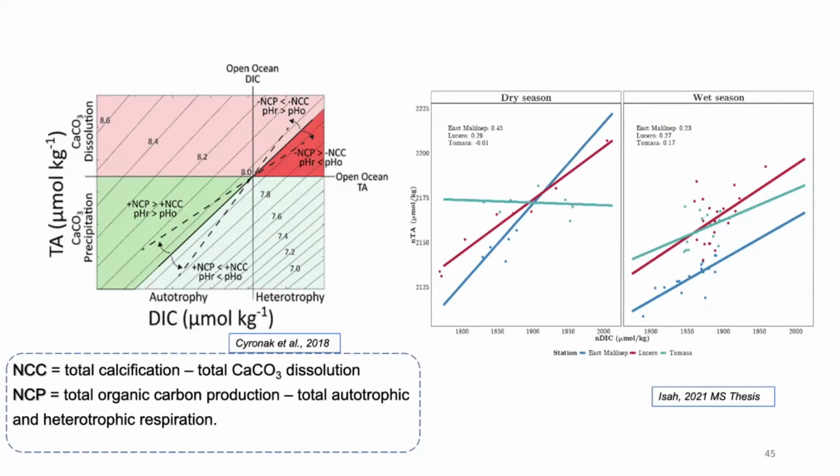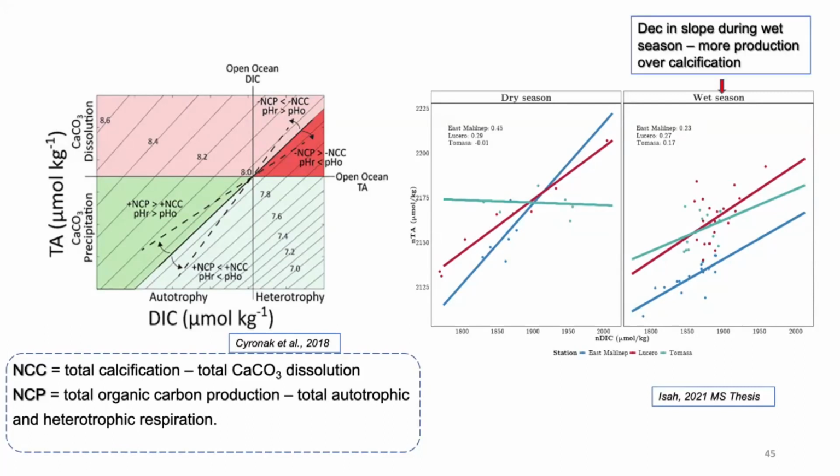This type of analysis was done by my MS student for a reef flat in Bolinao. He examined the seasonality of the slope. He saw lower slopes during the wet season, which suggests that more production is occurring over calcification. And this is attributed to the strong influence of mariculture waters on the reef flat during the wet season.